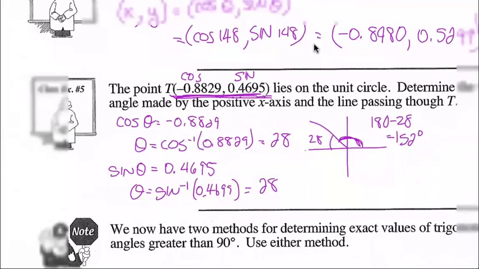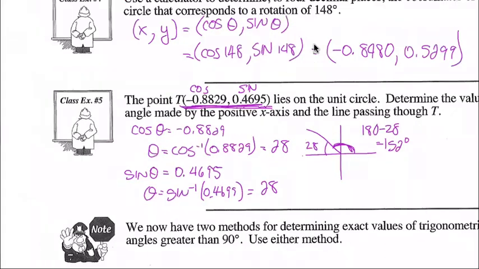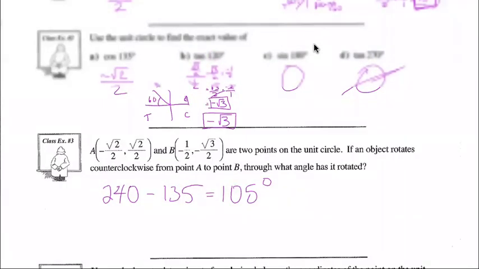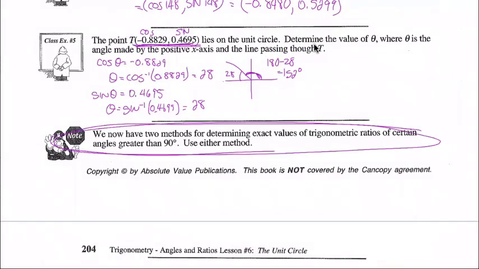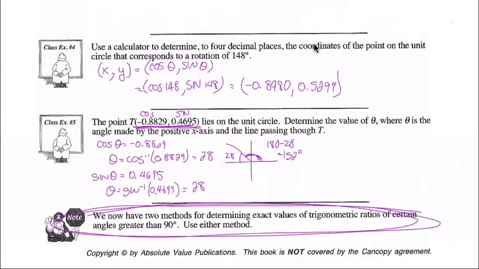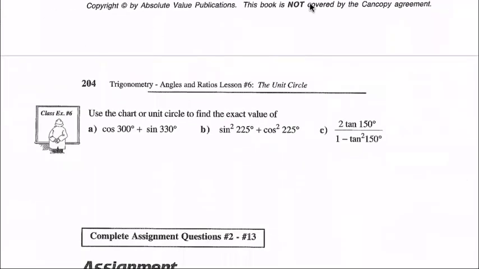Okay, so using our unit circle and using our table are two different methods that we can use to find exact values for our trig ratios. Obviously, except for examples 4 and 5, they're not exact values, but we can use them. And then, of course, it wouldn't be math if we didn't make it a little bit more complex. Example 6, use the chart or the unit circle to find the exact value of cosine 300 plus sine 330.